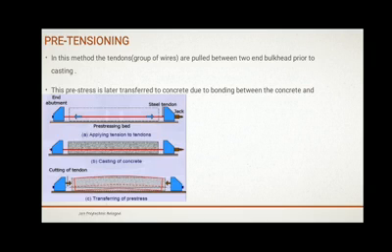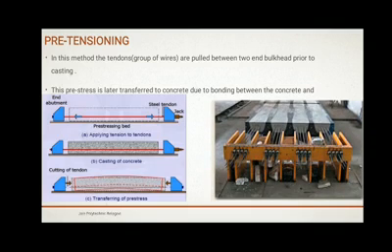Applying tension to tendons, after casting the concrete, cutting the tendon, transferring of pre-stress. Realistic image of how pre-stressing is done, means pre-tensioning.